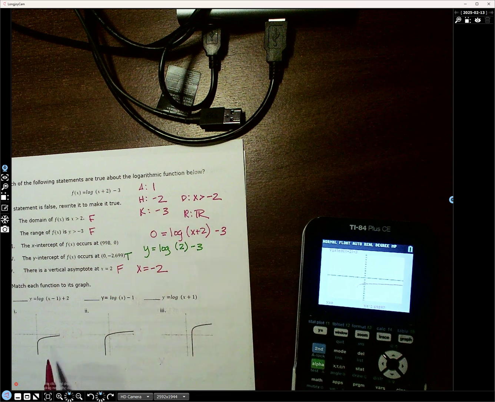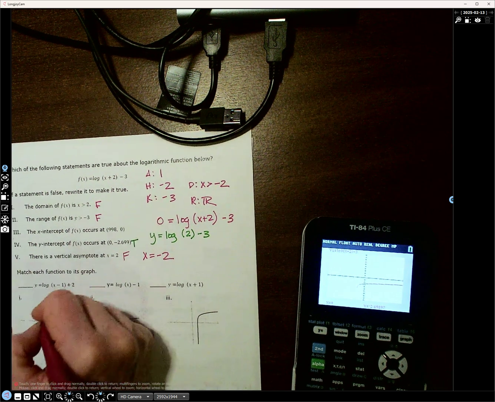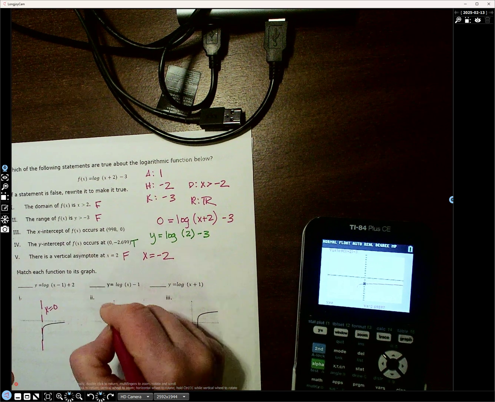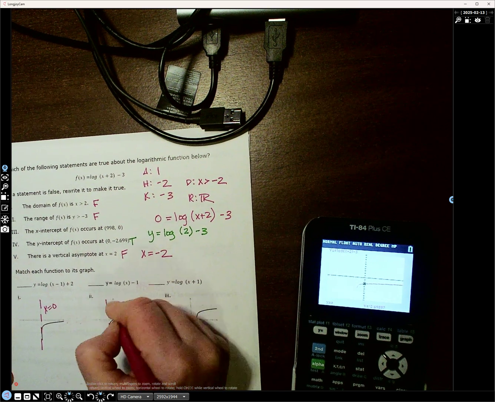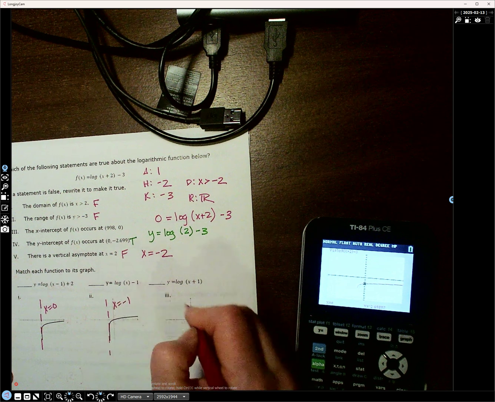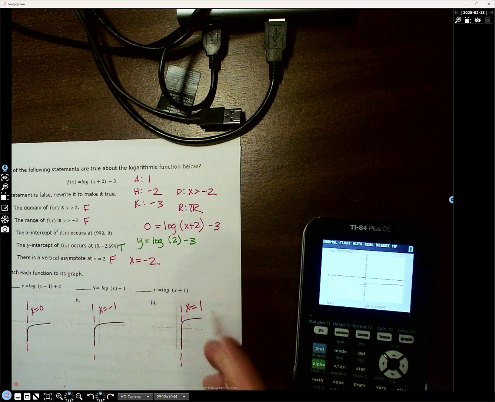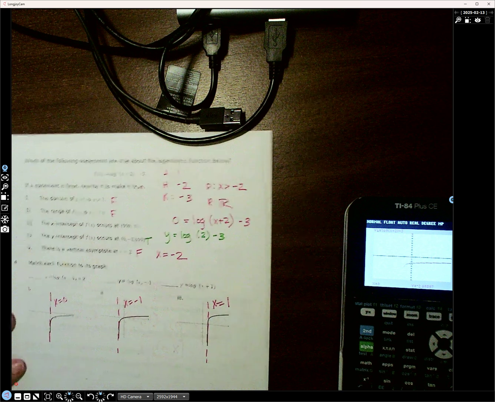Okay, let's match the functions. So the first thing to do is asymptotes. X equals 0 asymptote. X equals negative 1 asymptote. X equals positive 1 asymptote. And so that is really easy to see.